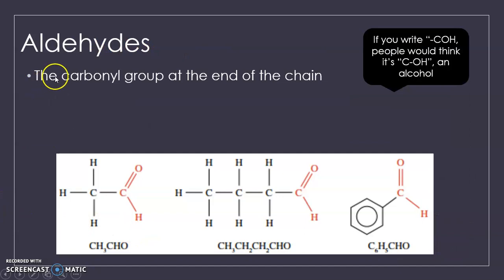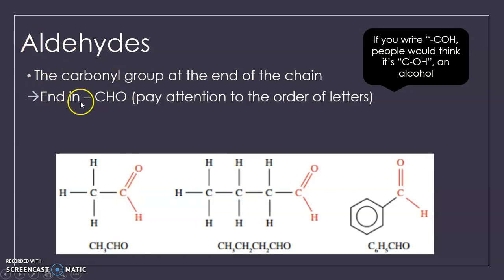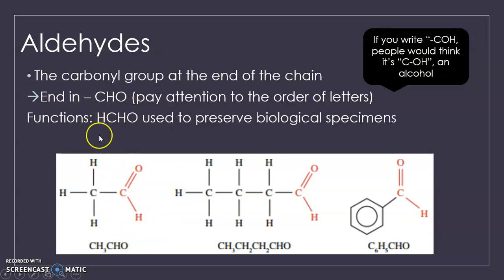Aldehydes. The carbonyl group at the end of the chain, connected to that extra hydrogen, forms an aldehyde. So aldehydes all end in CHO. You have to write it as CHO in that particular order. Otherwise, if you swap the H and O, people will think it's actually a hydroxyl group connected to a carbon. But when you write CHO, then people know it's an aldehyde functional group. For example, aldehydes like methanal are commonly used to preserve biological specimens.